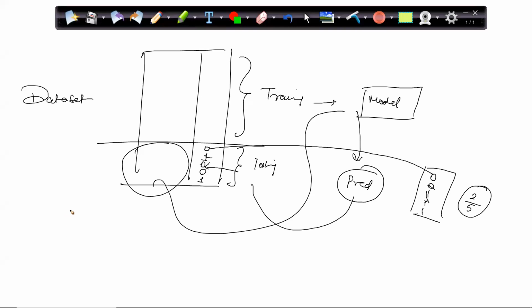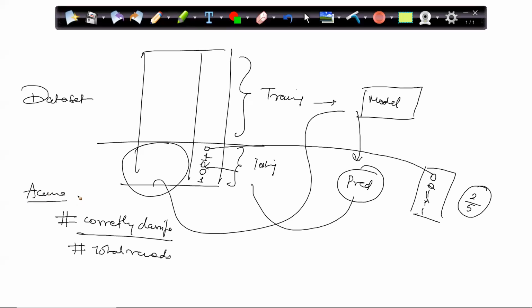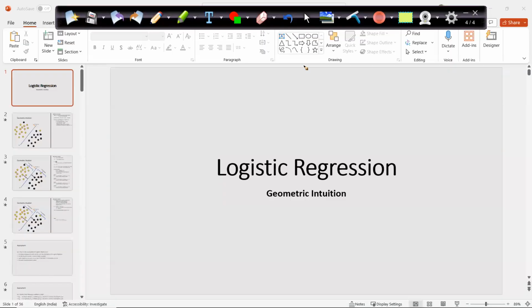Accuracy is nothing but how many points are correctly classified upon the total number of records. So that will help us understand the accuracy of the model. This is one of the accuracy measures. We have other accuracy measures as well, like the confusion matrix and all those other things, but as of now, we are not discussing that.